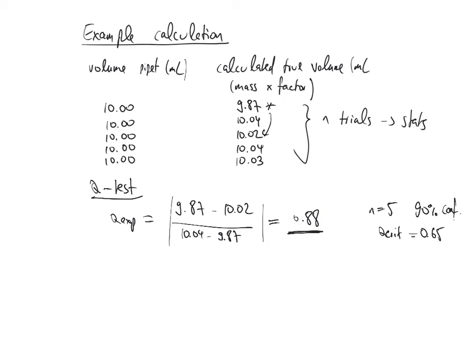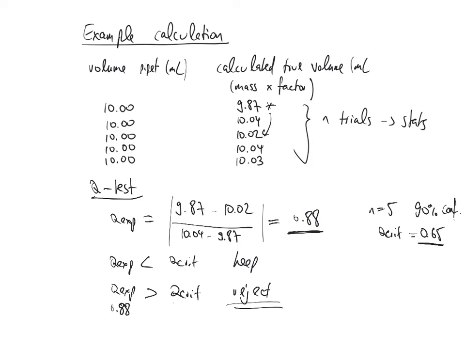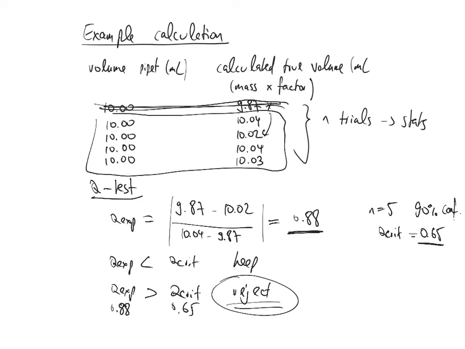Now I have to compare 0.88 to 0.65. Now what is the condition? If Q experimental is smaller than Q crit, got to keep the value. If Q experimental is bigger than Q crit, reject. So in this case, since 0.88 is definitely bigger than 0.65, we're going to reject the value. So our new data would basically be just those 4 values here. And I would do all subsequent analysis and statistics just based on those 4 values, not 5.